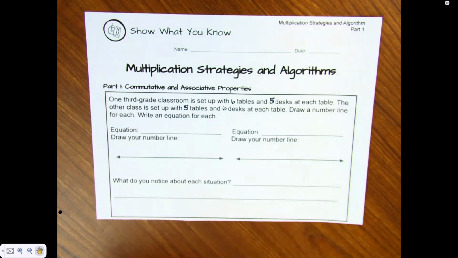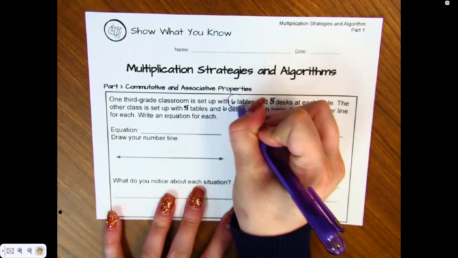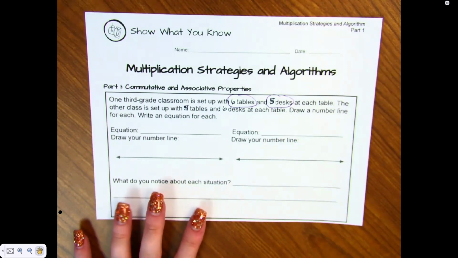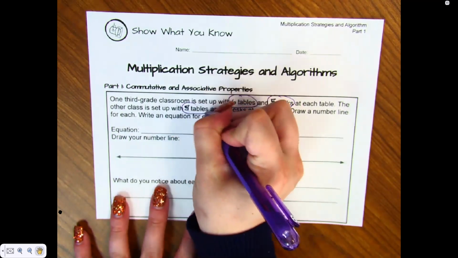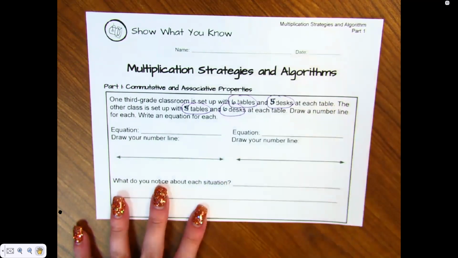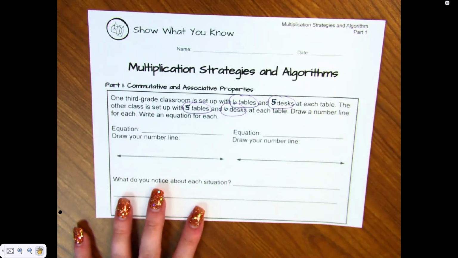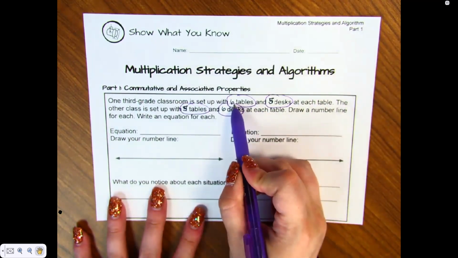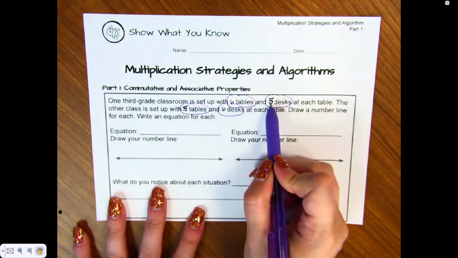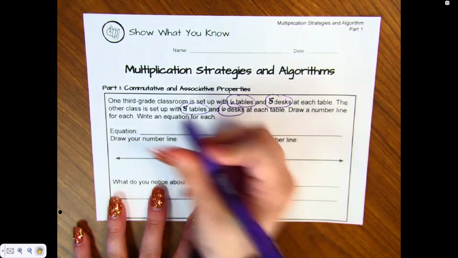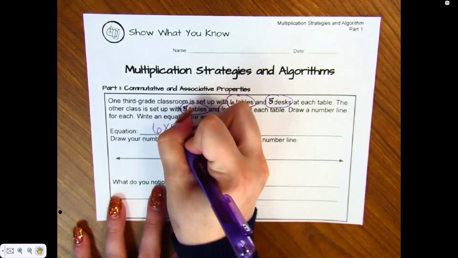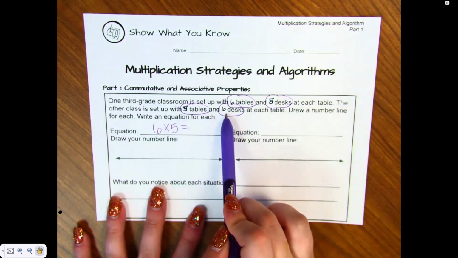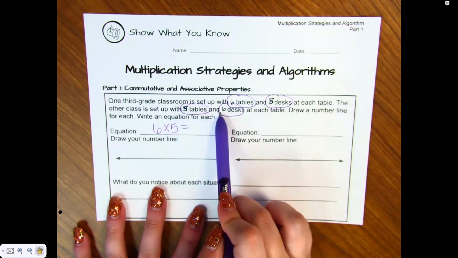my equation, I know I have 6 tables and 5 desks at each table. Then I have 5 tables with 6 desks at each table. So I want to know what my equation should be. Well, I know my first equation is going to be 6 times 5, right? Because I have 6 and I have 5. Then my second one is going to be 5 times 6, because I have 5 and then I have 6.